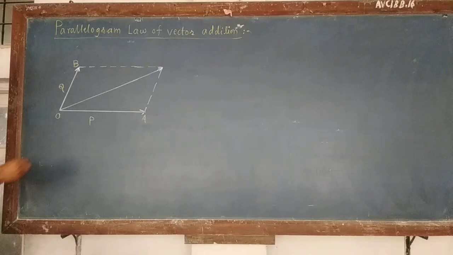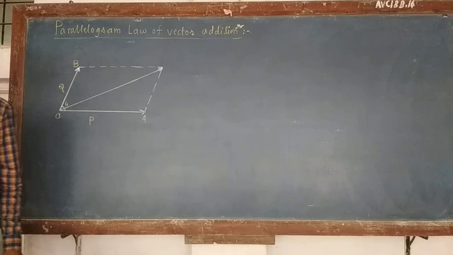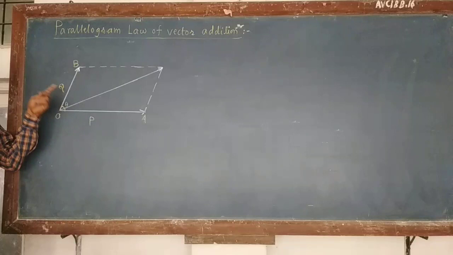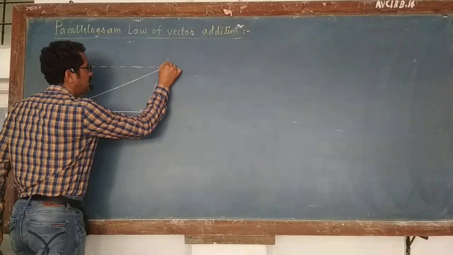The angle between these two vectors is equal to some angle theta. I want to add these two vectors. What does the law state? The law has very clearly stated that you have to complete the parallelogram, the two sides of which are P and Q. So I have completed a parallelogram. I would name it OACB.